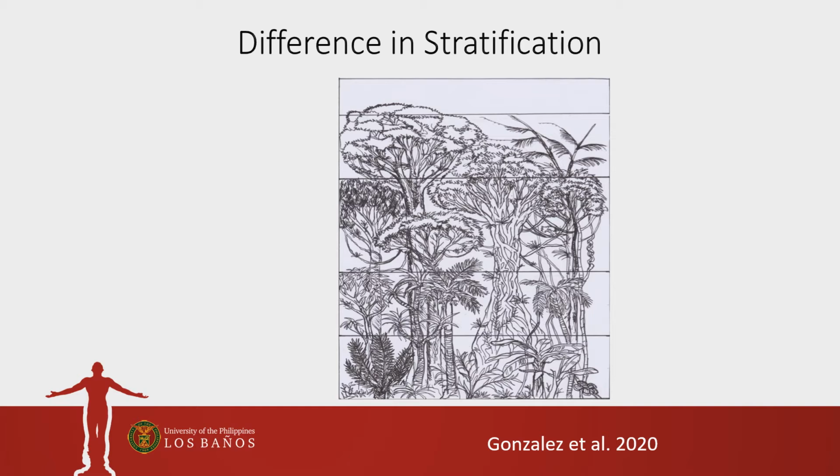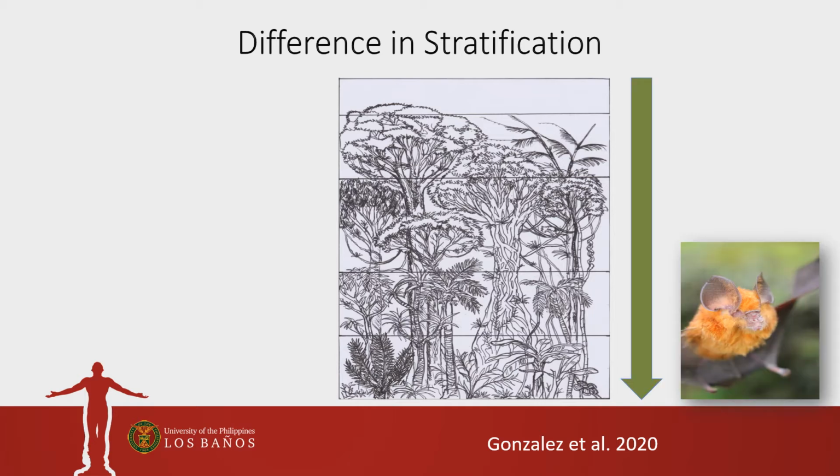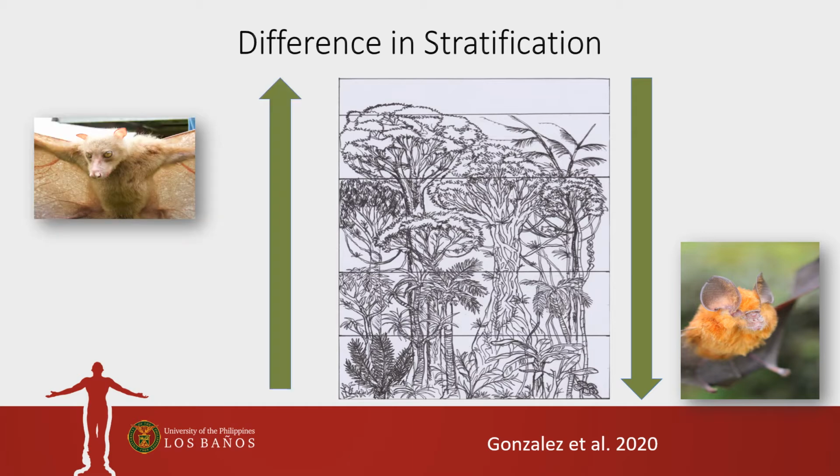Our study in Mount Makiling showed that there are differences in stratification seen in bats, wherein insectivorous bats decreased the higher the forest strata, while frugivorous bats increased the higher the forest strata. For non-volant mammals, which were generally omnivorous, habitat use was restricted to the subcanopy to canopy layers.